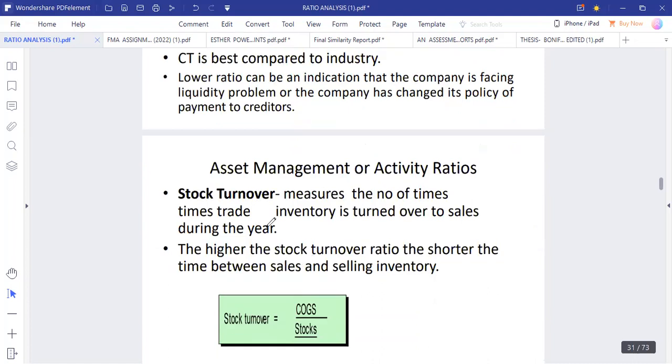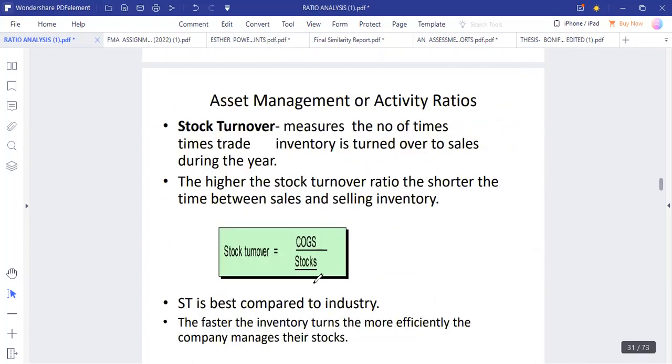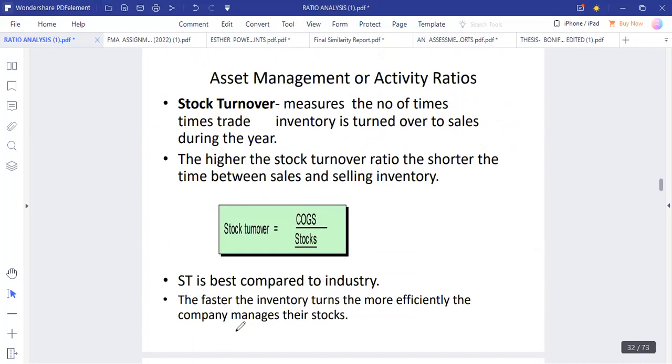When we go to what is called our stock turnover, which measures the number of times it takes for us to convert our stock into sales. So the higher the ratio, meaning the shorter it takes for us to sell. It is given by the cost of goods sold over the inventory. In terms of days, you may say times 365. So this stock turnover is also best compared to the industry. The faster, the more efficient. So if our stock turnover is high, it means we're taking a short time to sell our stock.